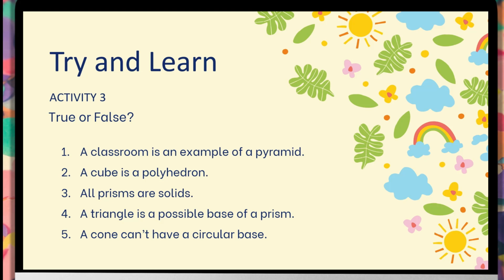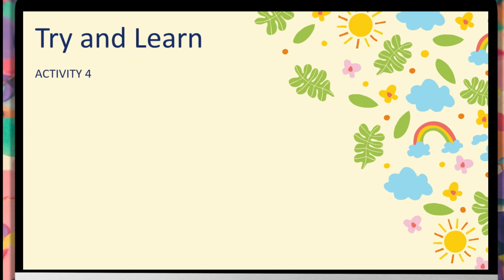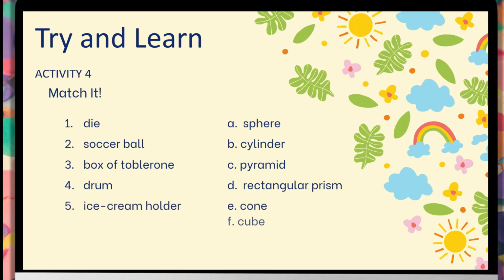For our next activity, activity 4, you are going to match the objects in column A to its shape in column B. Number 1, die. Number 2, soccer ball. Number 3, box of Toblerone. Number 4, drum. Number 5, ice cream holder.